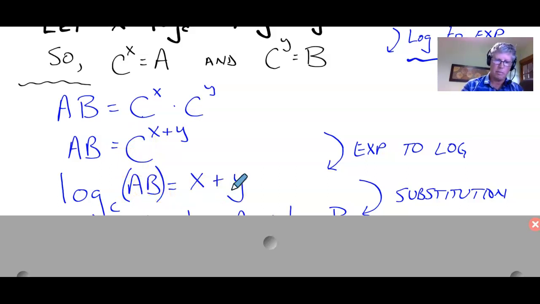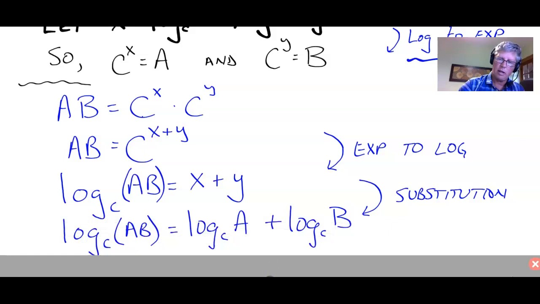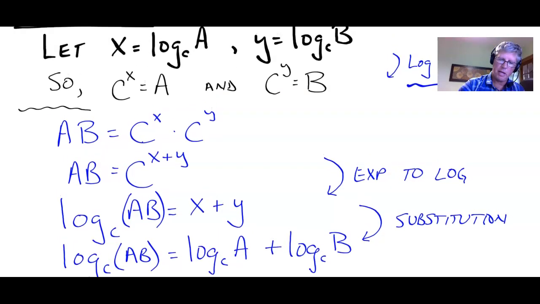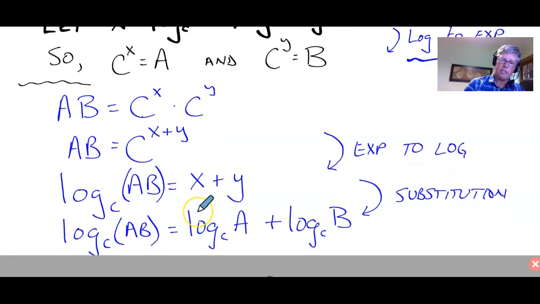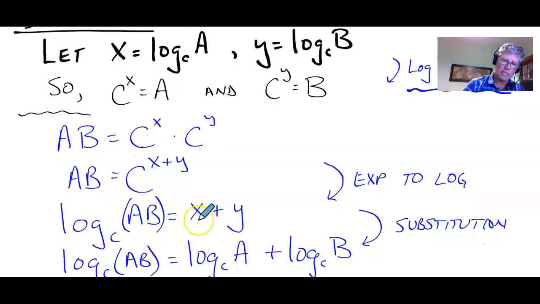Nice. But wait a minute. What is x and what is y? I'm going to drag this up just a little bit. There we go. So x is log base c of a. So we just substitute that in. y is log base c of b. And guess what? We're done. We have just proven through steps that we already knew were true, and we derived this relationship.